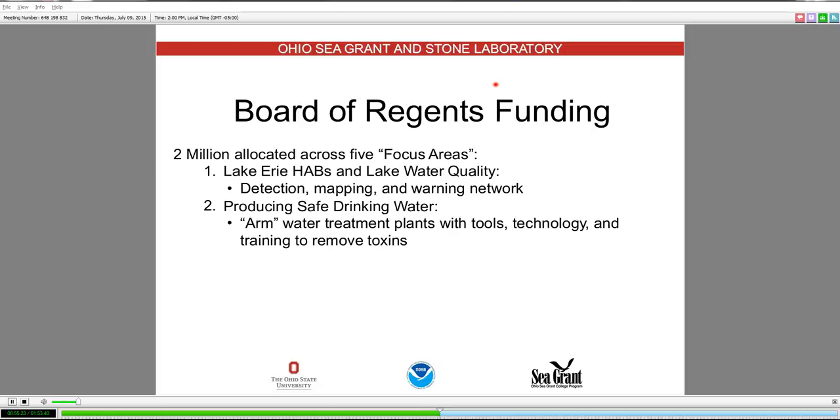So the projects within this focus area are really there to arm water treatment plant operators with the tools, technologies, and training to remove those toxins. Within this focus area, I believe there are 7 different projects, ranging from how to test and detect the toxins, to different techniques or ways to remove the toxins, even looking at how long those toxins remain in the water system before the water is safe to drink.